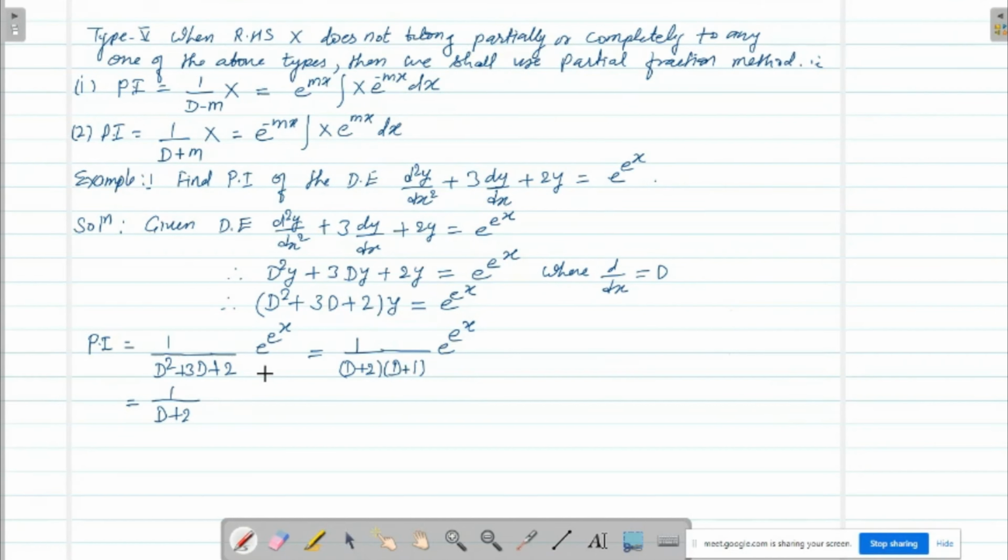Sorry, just wait. We have to use the partial fraction method. So we shall use the partial fraction method. What is the partial fraction method? We will find the factors. These are the factors of the quadratic expression d square plus 3d plus 2. So using partial fraction, you will get 1 upon d plus 1 minus 1 upon d plus 2, into e raised to x. Why is this so? By using partial fraction.